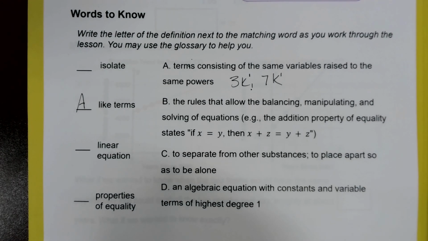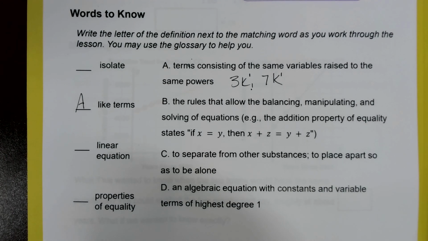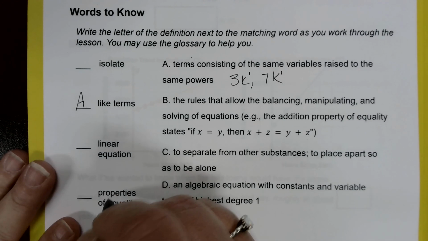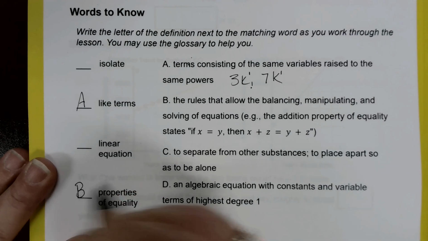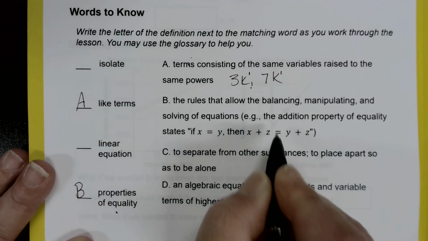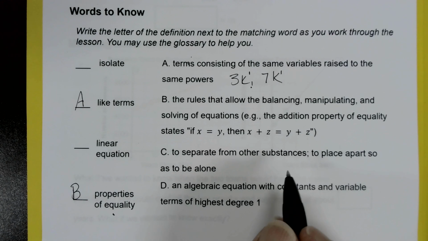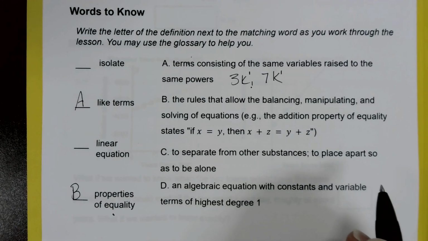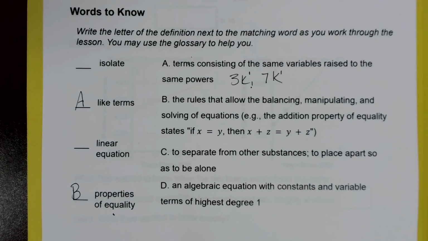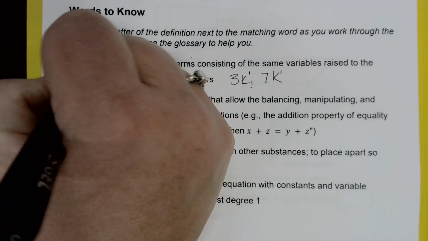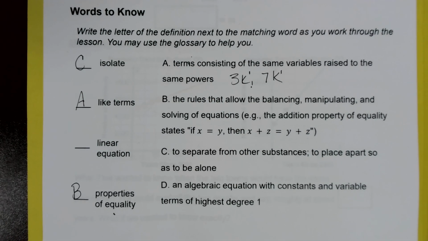B, the rules that allow the balancing, manipulation, and solving of equations. Those are properties of equality. Can't do to one side what I won't do to the other. C, to separate from other substances, to place apart so as to be alone, is to isolate. In this case, we're talking about isolating variables.